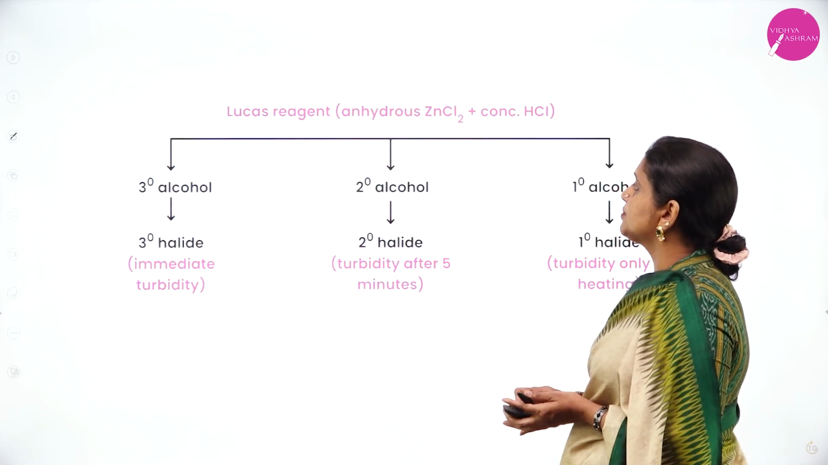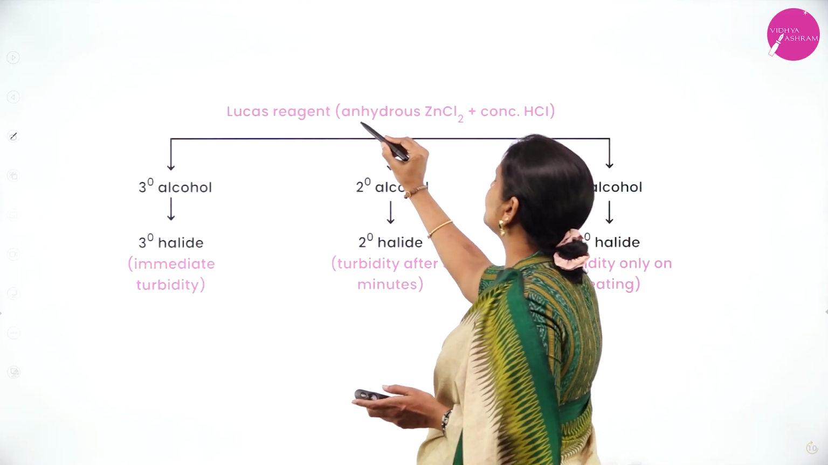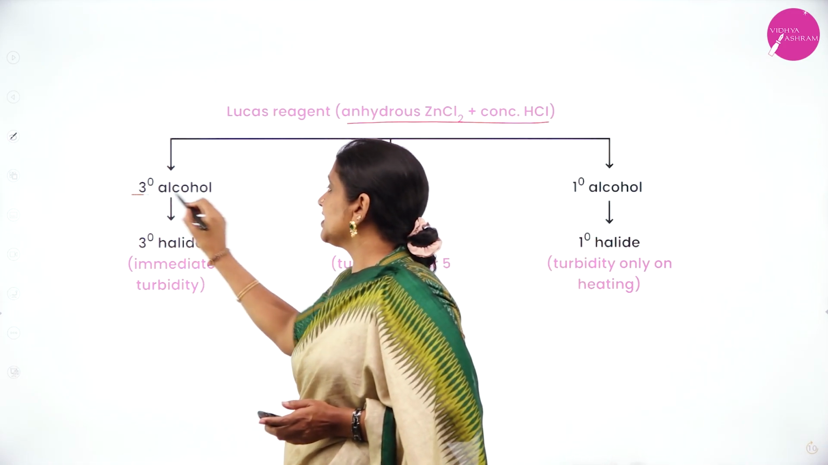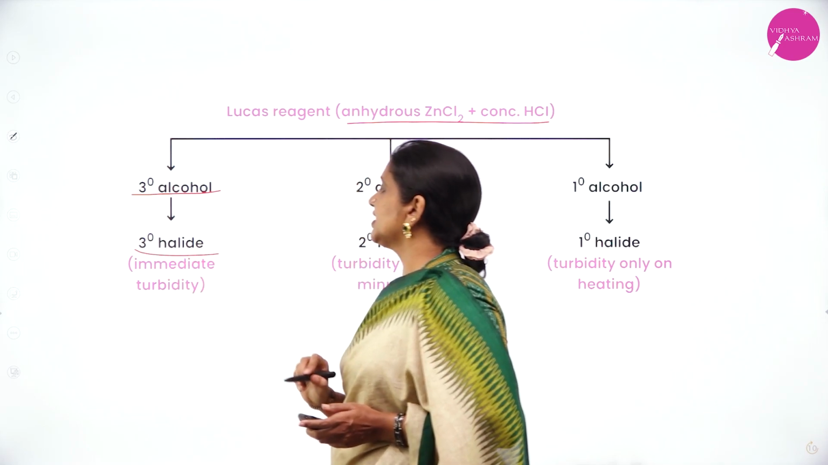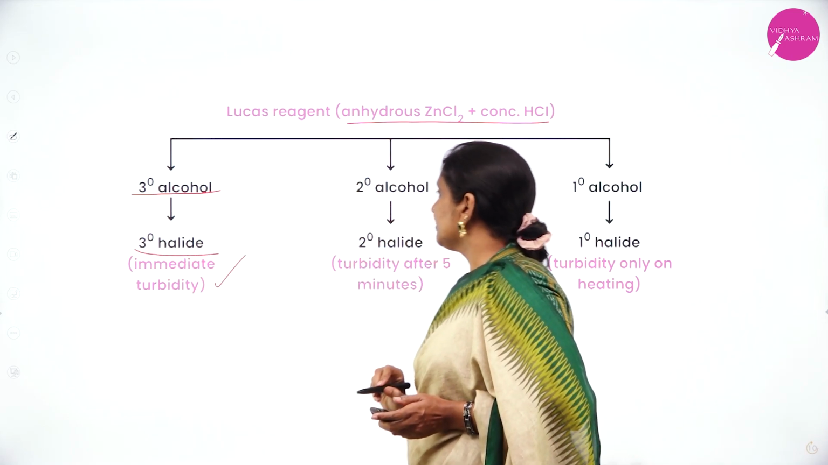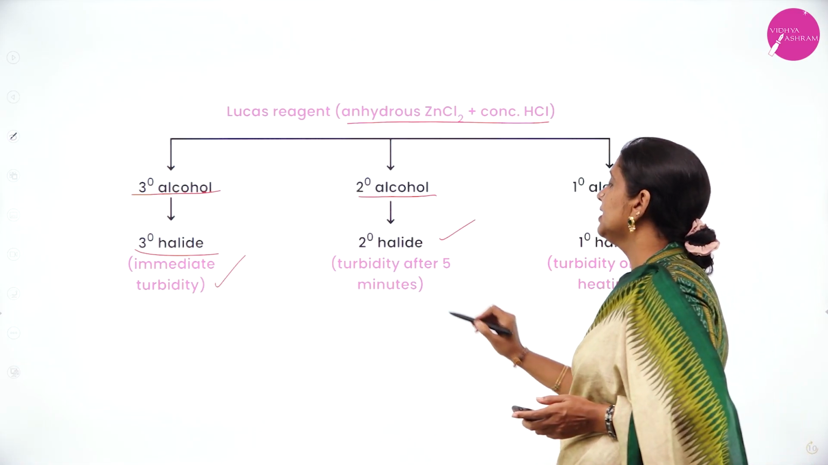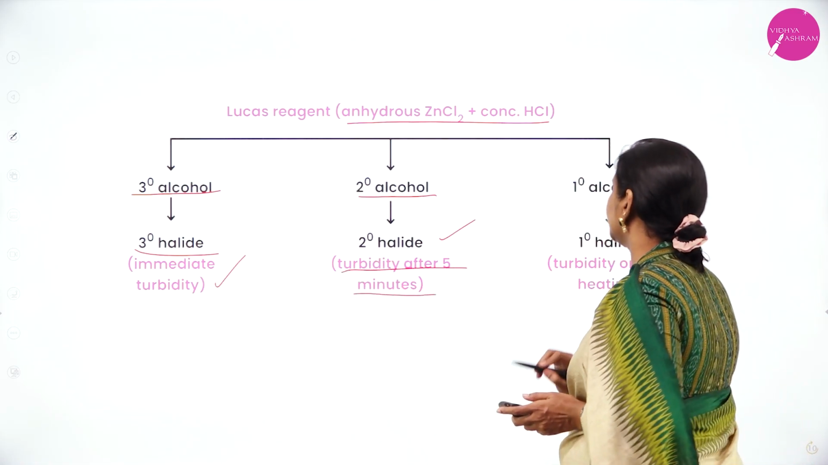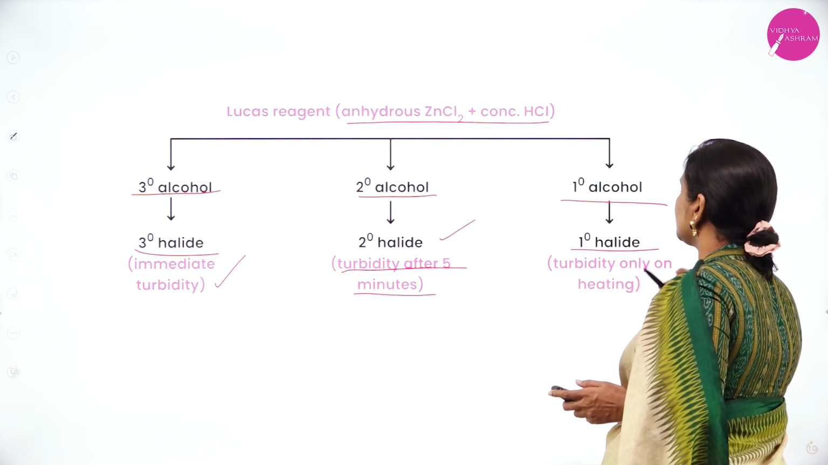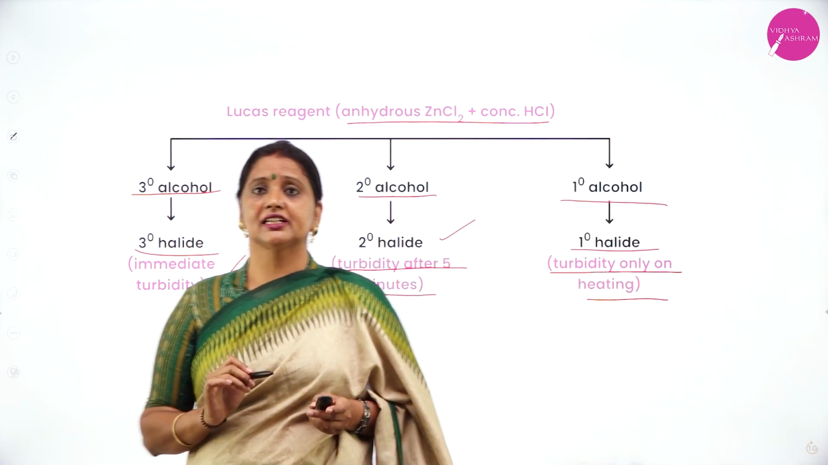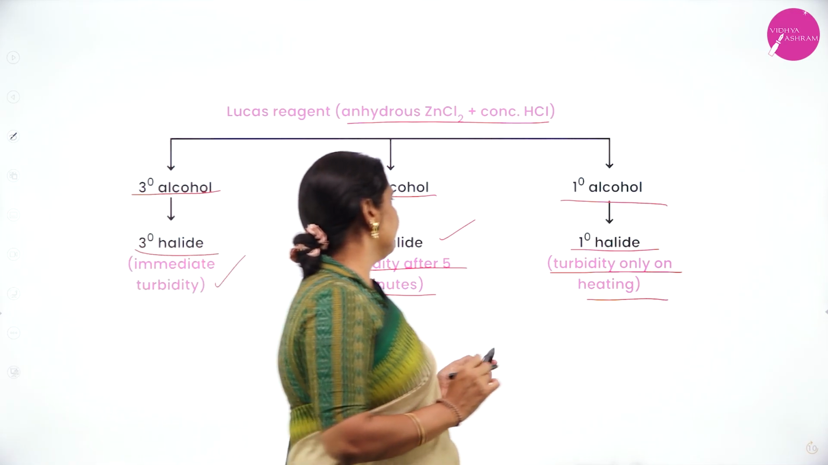Observe here. Lucas reagent is a mixture of anhydrous zinc chloride and concentrated HCl. In the case of tertiary alcohol, there is a formation of tertiary alkyl halide, with immediate turbidity. In secondary alcohol, formation of secondary alkyl halide, turbidity after 5 minutes. In primary alcohol, formation of primary alkyl halide, turbidity only on heating.